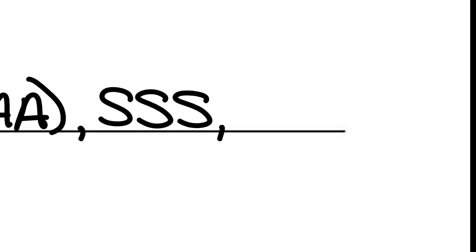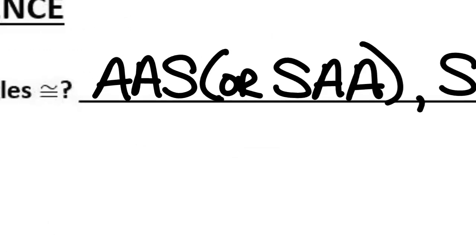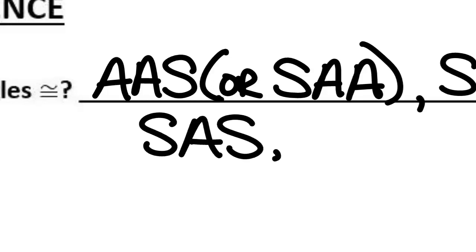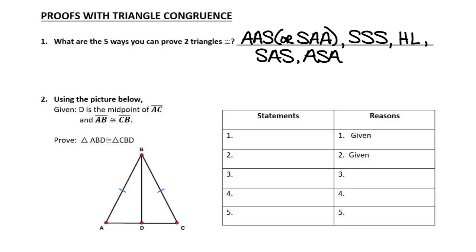I thought I heard somebody say something, but I couldn't make it out. What did you say? HL, hypotenuse leg. What are my other two? Side angle side, SAS, and one more. Angle side angle. Nice work. We're going to be using one of those 5 in every single proof we do.